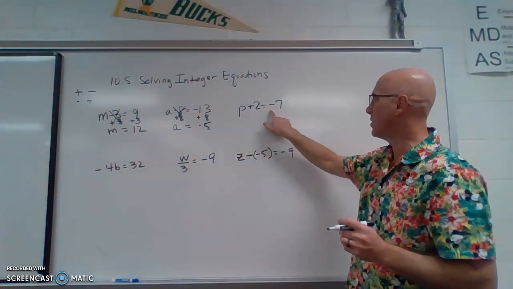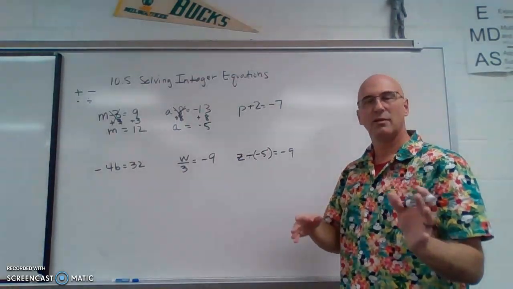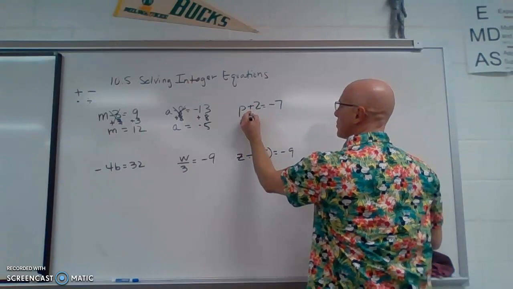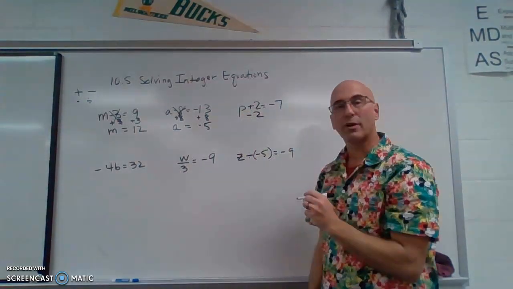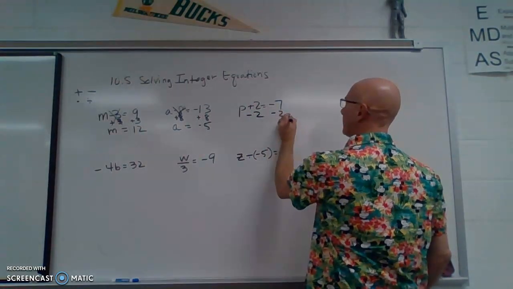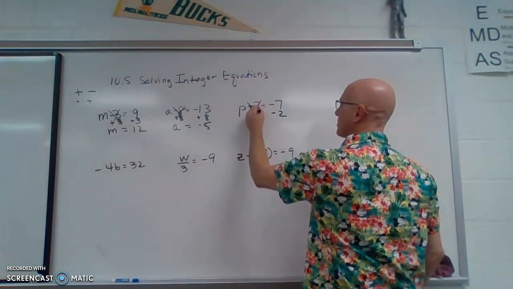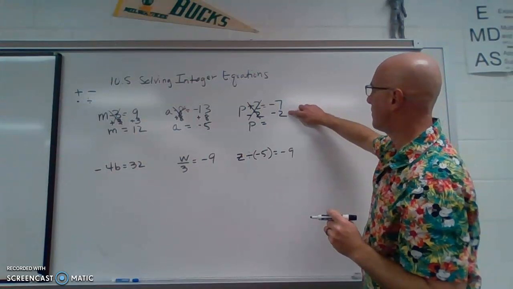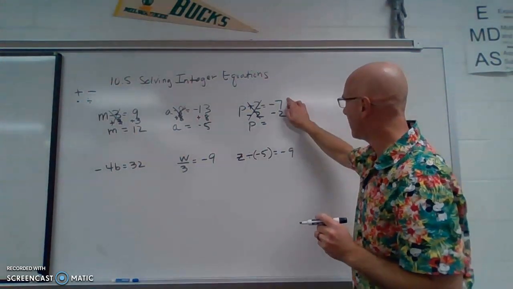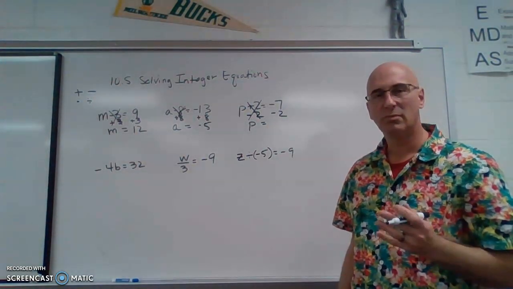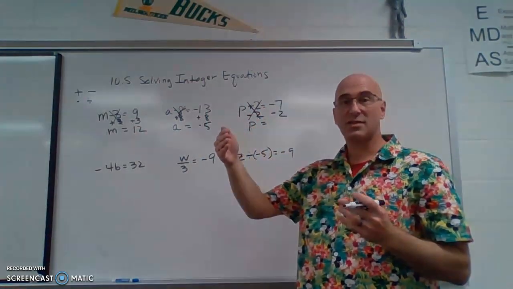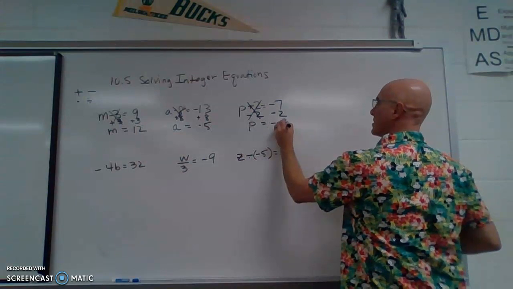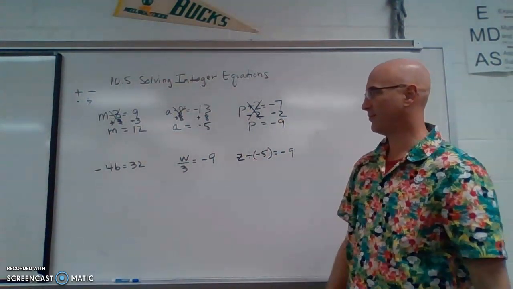Now let's go on to this one. p plus 2 equals negative 7. We have p plus 2, adding 2. So therefore, the inverse operation is subtracting 2. This drops off. We are left with p on that side. Negative 7 minus 2. So we're starting at negative 7, and we're moving 2 more in the negative direction, which is negative 9.